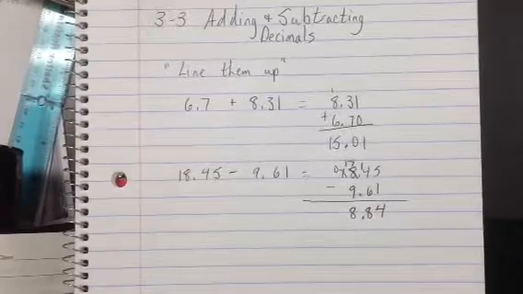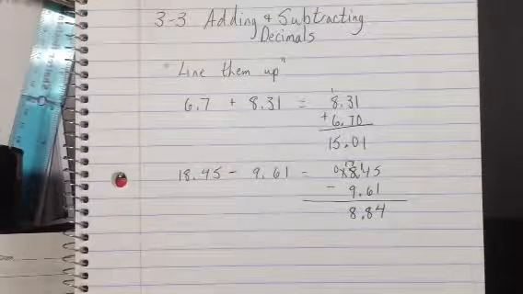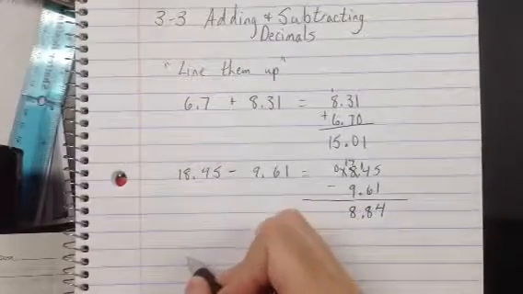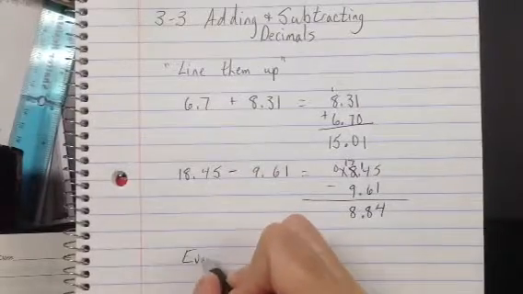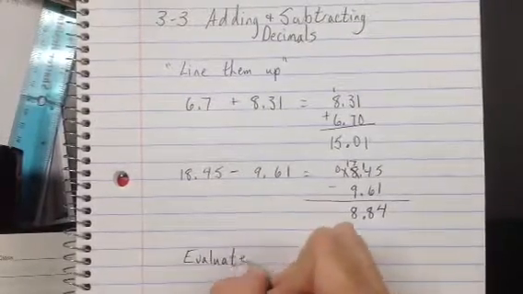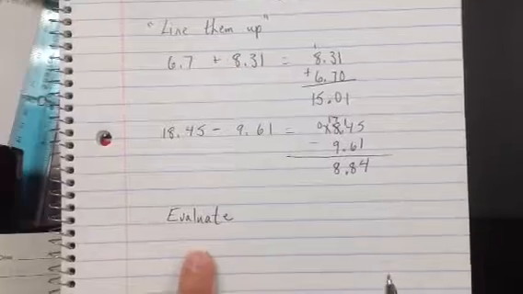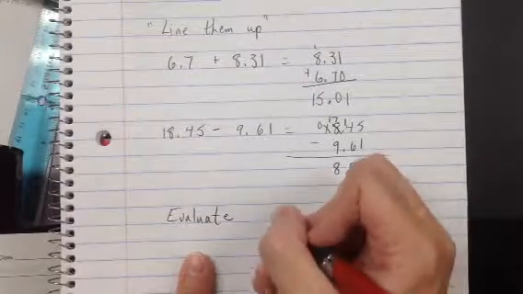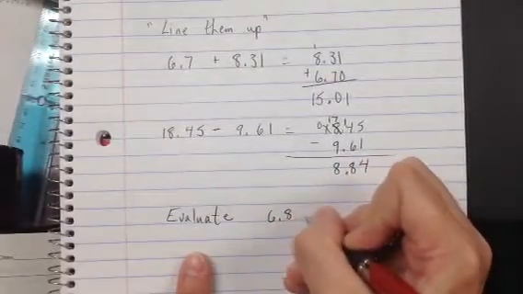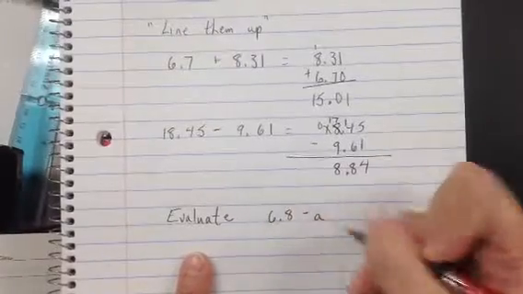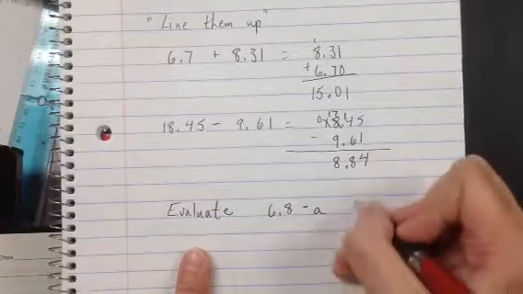Now, you are going to have a few questions in here that I don't want you to panic about. They have something like this. They tell you to evaluate. The first thing is students don't like the word evaluate. It just means to get an answer. And it's something like this: 6.8 minus a, for each value of a.